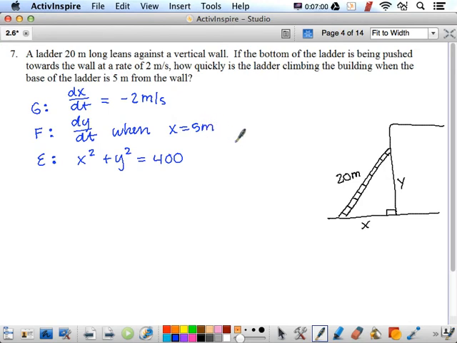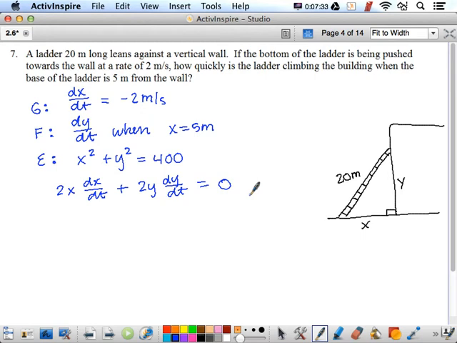Once we know everything and we've labeled everything and we know what we're hoping to find, we can just take the derivative, plug in what we know, and solve for what we don't. Are we good? Okay, so let's look. What is the derivative of x squared? 2x dx dt. Perfect. Plus, what's the derivative of y squared? 2y dy dt. What's the derivative of 400? 0. That's what's nice, that side zeroes out when the ladder length is a constant.